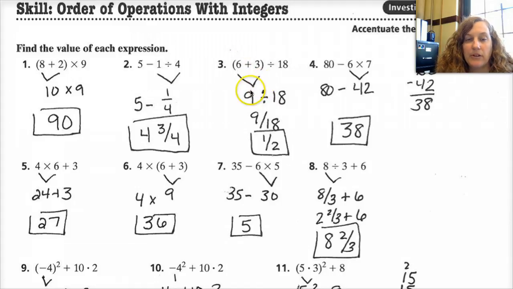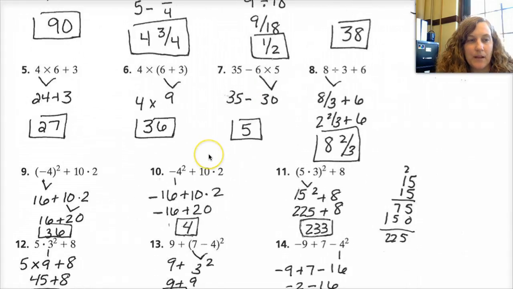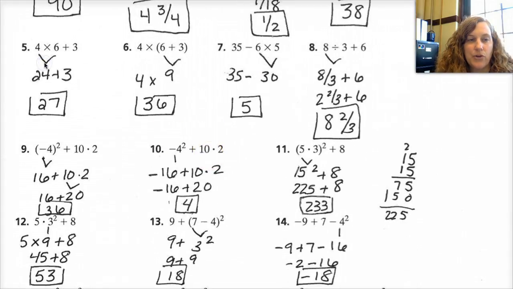Parentheses, 6 plus 3 is 9. 9 divided by 18 is just 1/2, or 0.5, 5/10. Here we have multiplication, so we do that first. 6 times 7 is 42. 80 minus 42 is 38. Kind of do that over on the side. 5. 4 times 6 is 24. 24 plus 3 is 27.